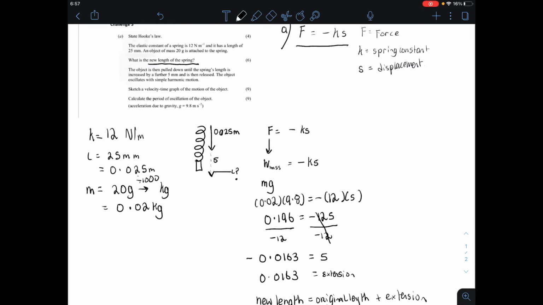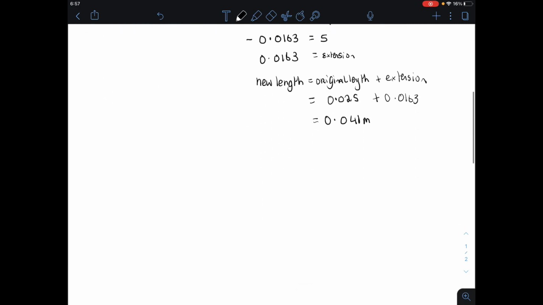Okay, let's look at the next question. We're told that the object is pulled down until the spring length is increased by a further 5 millimeters. The object oscillates with simple harmonic motion. We want to sketch a velocity time graph of the motion. When an object is moving in simple harmonic motion, it executes a trigonometric function. This is a periodic motion. We'll place time on the x-axis and the velocity on the y-axis. Time is measured in seconds, and the velocity is in meters per second.